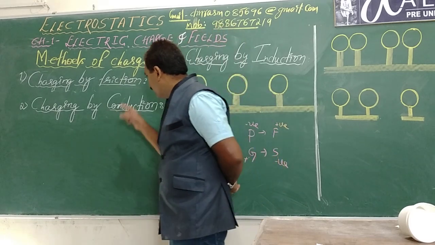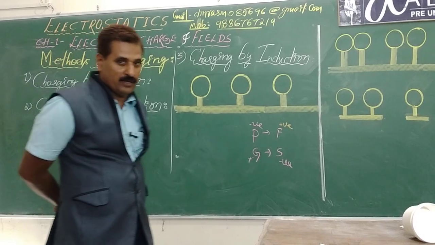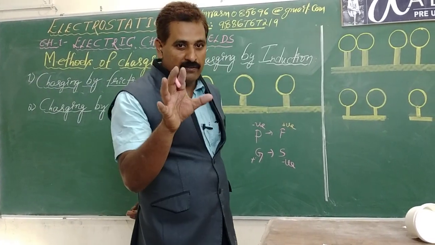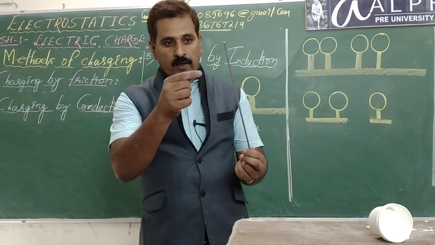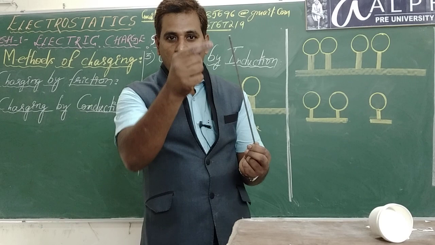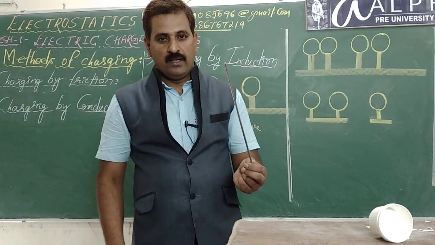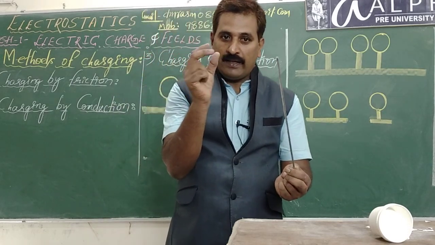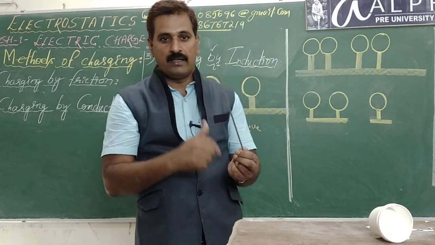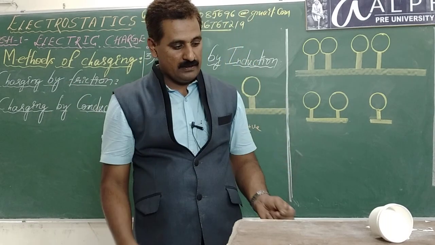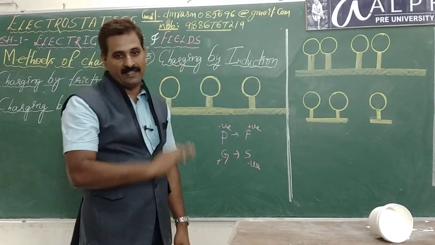Now come to the second one, that is charging by conduction. You know what conductors are? Can you tell me now? Yes, you are very familiar with this word. Conductors are substances like metal which have free electrons which can move all around the boundary of the metal. With considerably small energy supply, the electrons can be moved from one part to the other inside the metal or from one substance to another. That's why metals are very good conductors of electricity as well as heat.